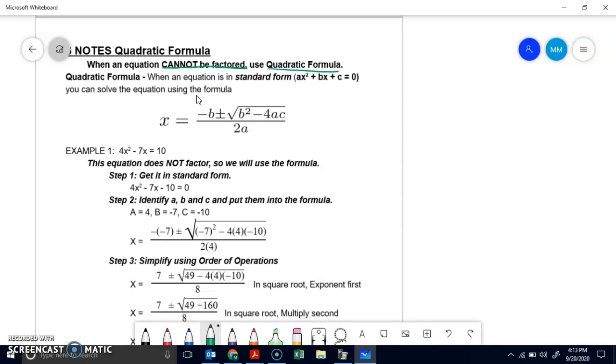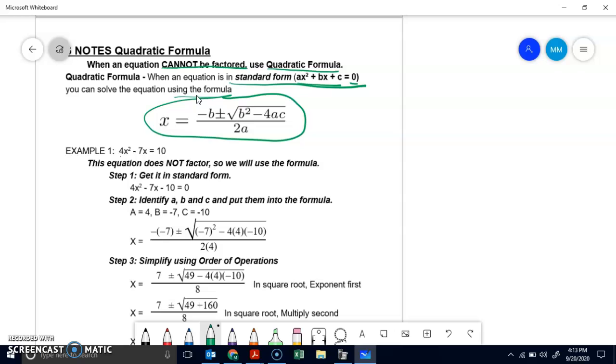Then we go to this formula. And the key for this is that an equation has to be in standard form, equal to 0, and we solve using the formula. You should recognize this from Algebra 1. Negative b plus or minus the square root of b squared minus 4ac, all over 2a. You need to have this formula memorized. You need to know this formula.